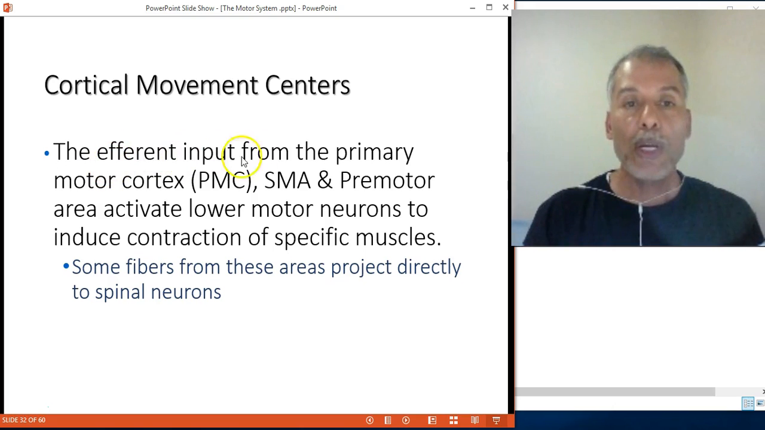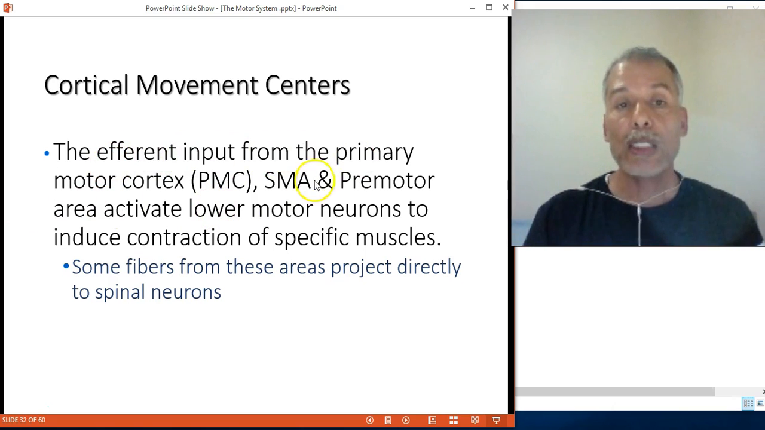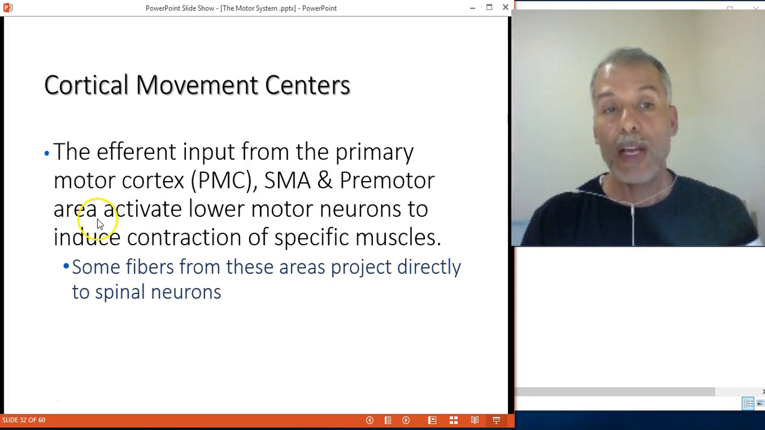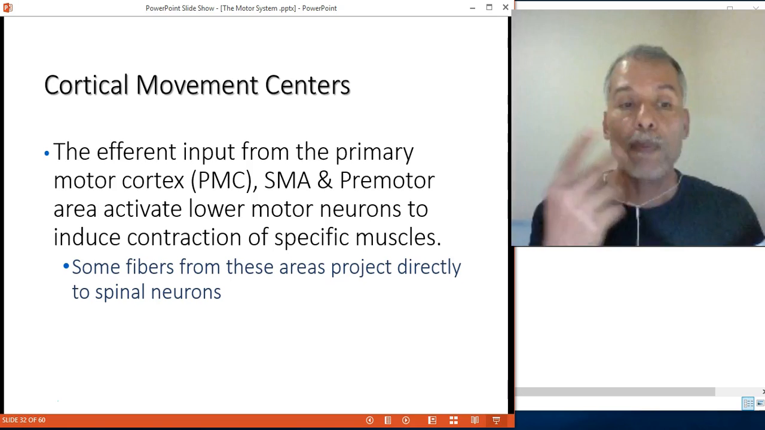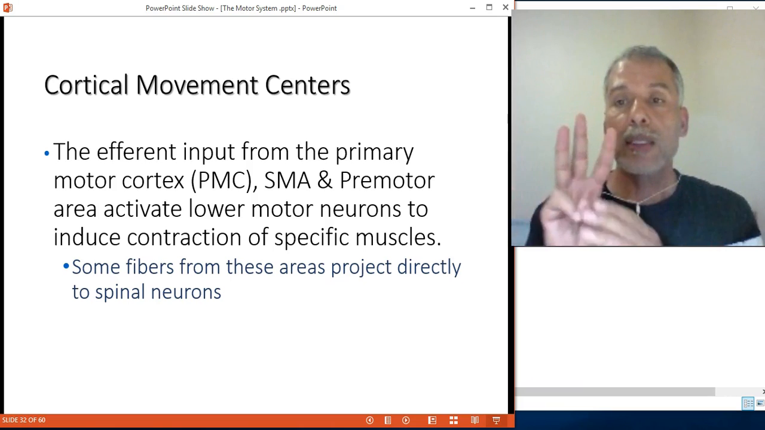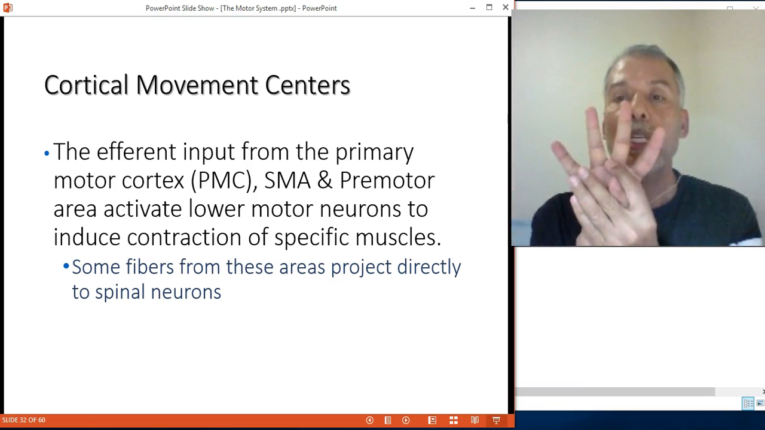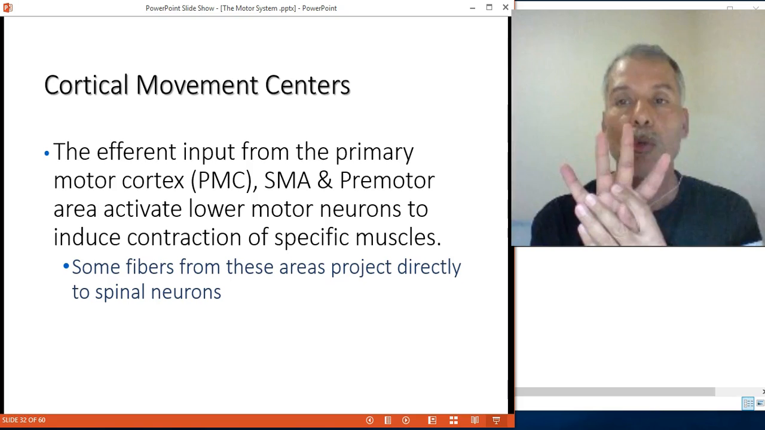So the motor input from the primary motor cortex, from the supplementary motor cortex, and from the premotor area, these three. Why are we speaking about these three? Because remember, in the previous section, when we spoke about the pyramidal tract, we said that it has actually 4 sets of fibers that come down together.